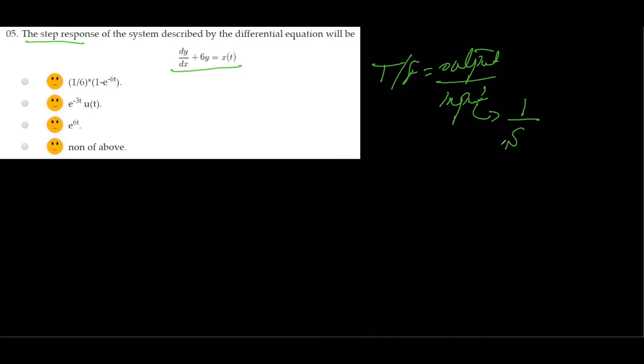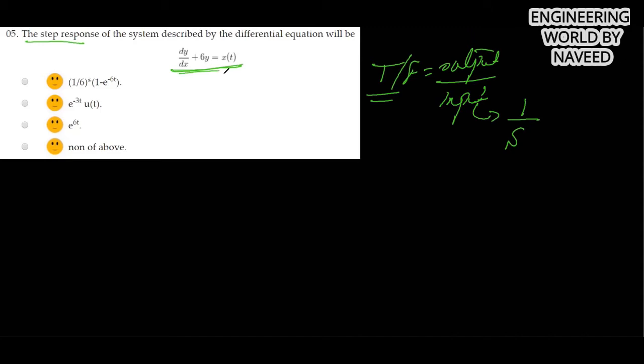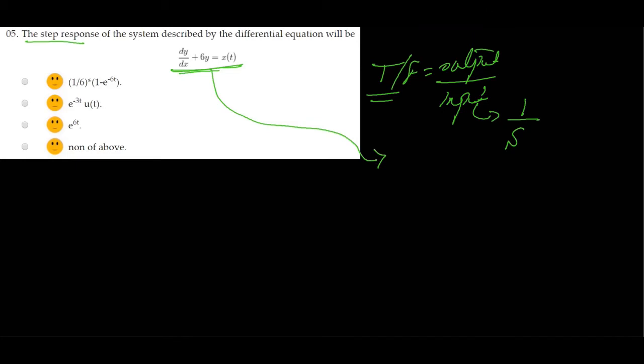Okay, next MCQ: the step response of the system described by the differential equation will be, and this option is given to me. So as we know, the transfer function is your output divided by input. So the input is the step, and if I convert the step into the S domain, that will be 1 divided by S. And the transfer function is given to me, so that is this one. So let's convert this into the S domain.